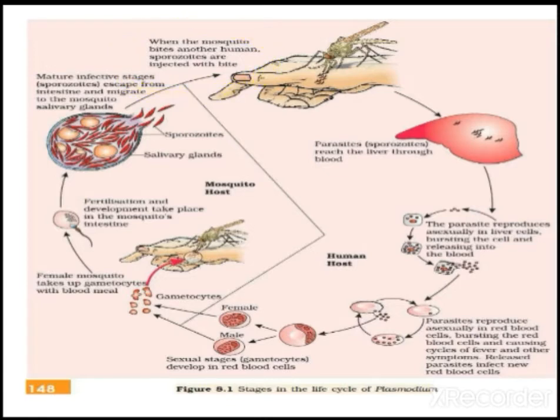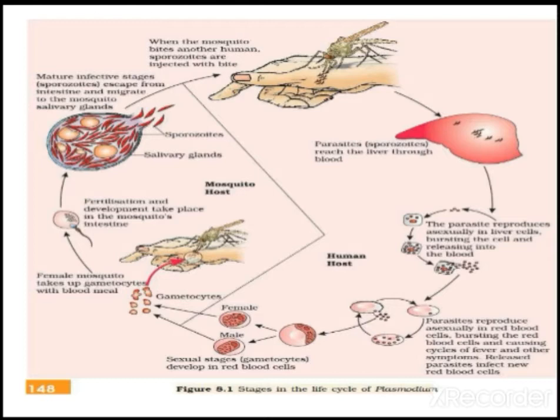Remember children, this is repeatedly asked. If the entire life cycle is asked, it can be asked in 2 marks or 5 marks. But here they are asking for 1 mark: in which form is it introduced inside the human being? It is introduced in the form of sporozoite. Then the sporozoite reaches the liver through blood, and then reaches the blood.